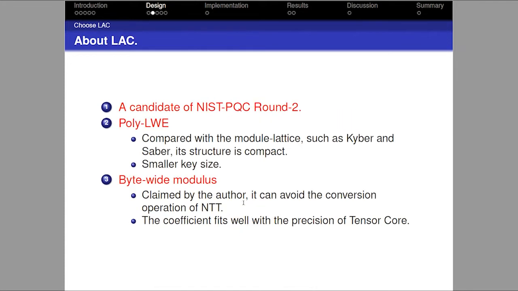Hence, we select LAC as our target. LAC is a candidate of NIST PQC round 2, and the security is based on learning with errors. Its structure is more compact, and the key size is smaller. LAC uses a byte-wide modulus. The authors claim that this can avoid the correction of NTT and get a bigger performance improvement. Meanwhile, the coefficient is suitable for the precision of the tensor core.